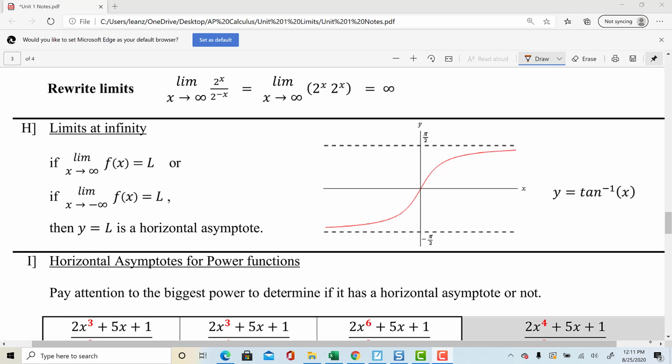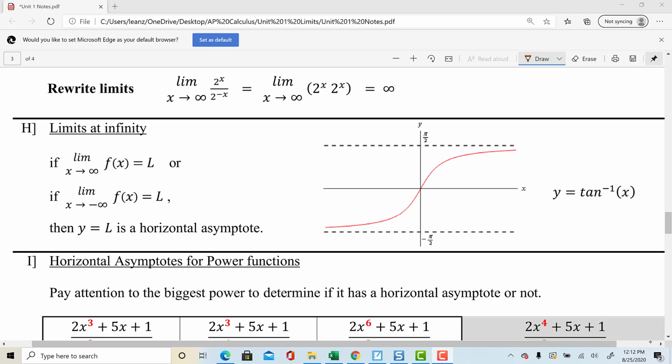Okay, in this section, we're going to be looking at asymptotes. If you look at letter H, you can see limits at infinity. The way we find a horizontal asymptote for any function is you just look at the limit as x goes to infinity, or you look at the limit as x goes to negative infinity. And if it's equal to a number, then you can say, well, that's the horizontal asymptote.